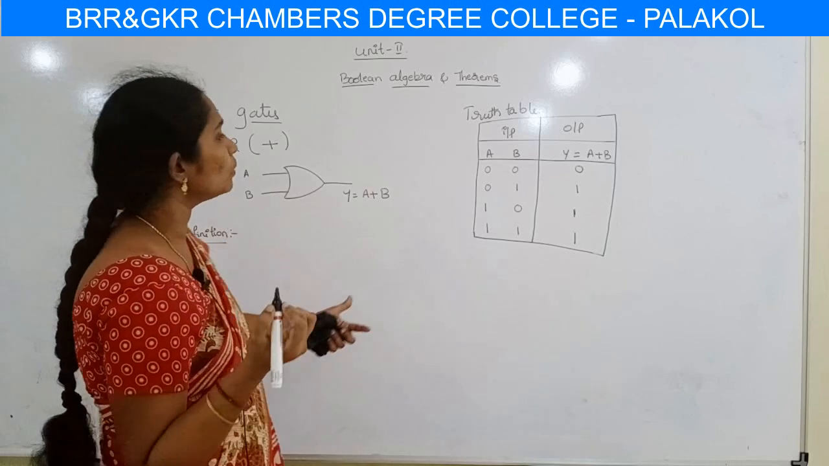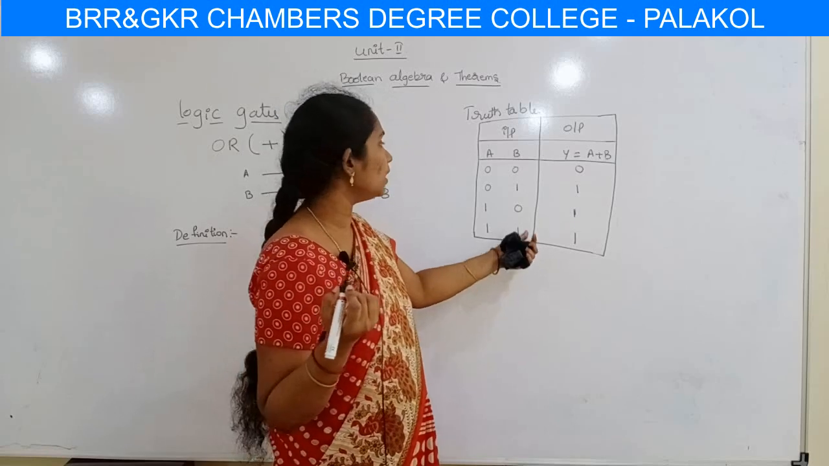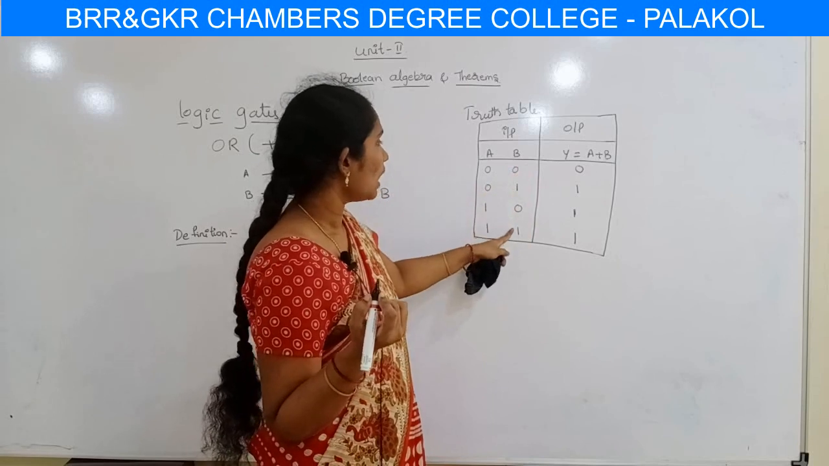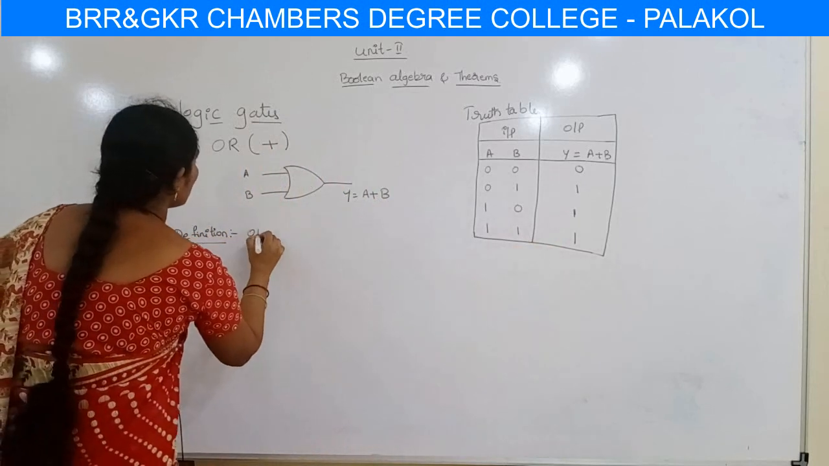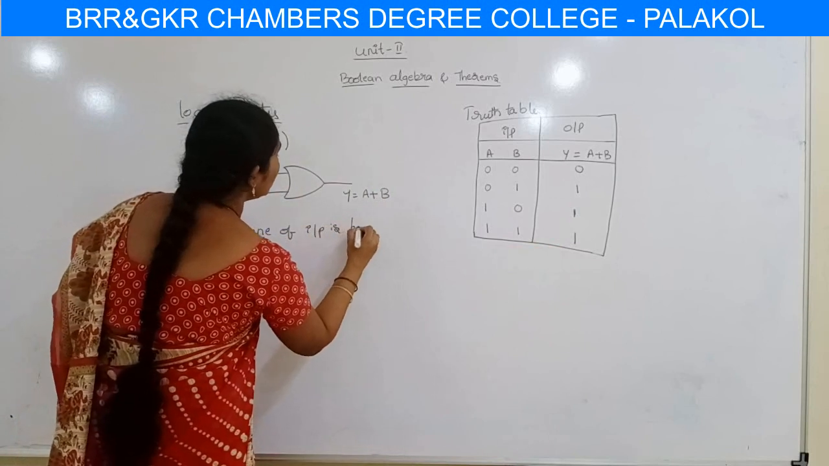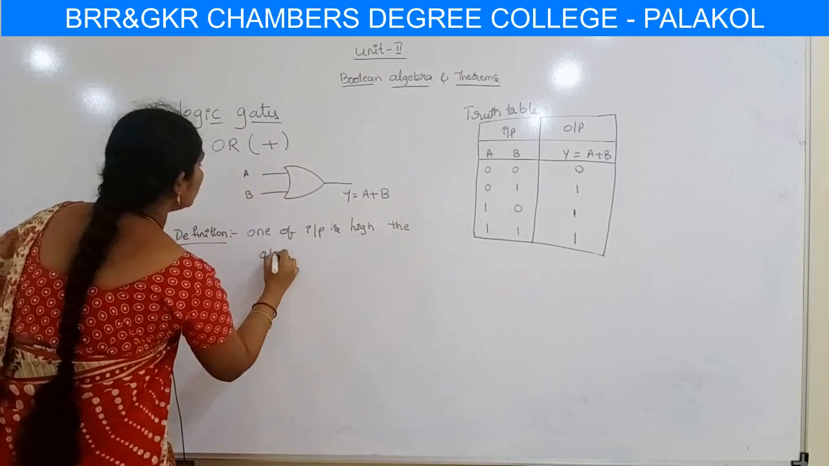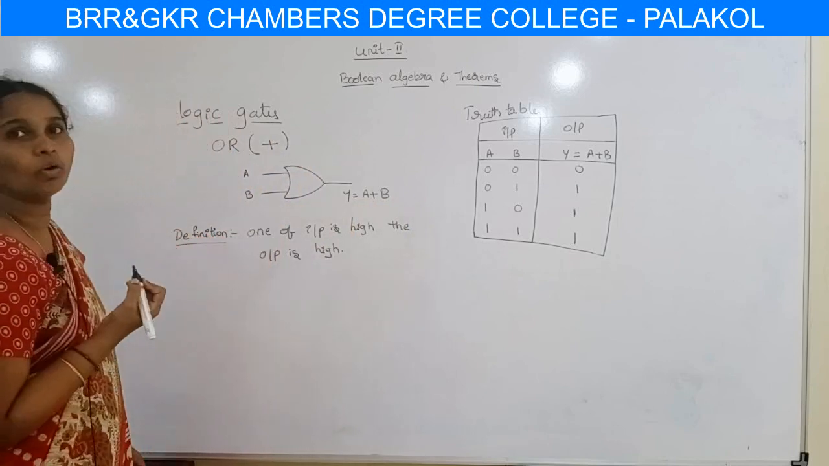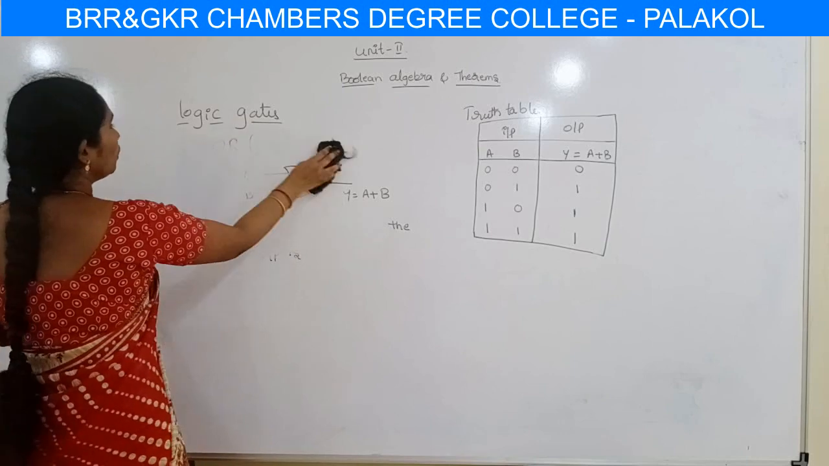So here we will observe this truth table. If one of the inputs is high, then the output is also high. Okay, and next we will move to the next operator, that is the NOT operator.